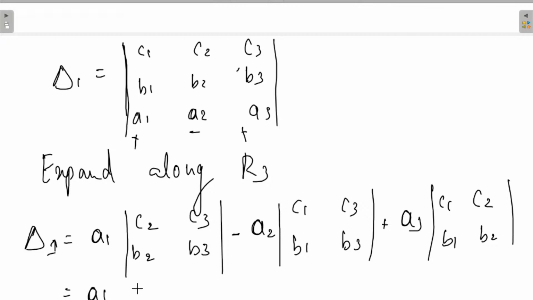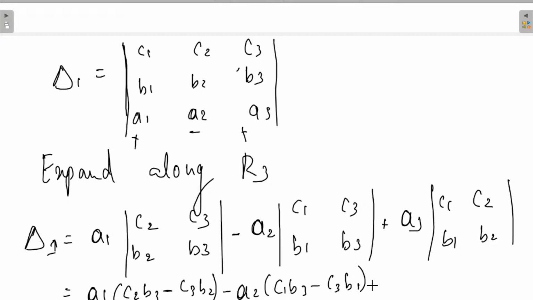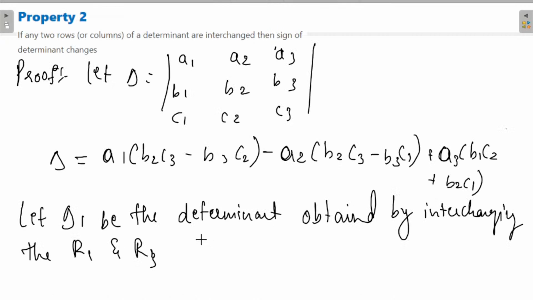Okay, if we do 2 cross 2, what will I get? I will get C2 B3 minus C3 B2. Okay, see here, as usual you should keep this minus A2. This is C1 B3 minus C3 B1, plus A3. This is C1 B2 minus C2 B1. Okay, we got this. Now compare it with the delta.